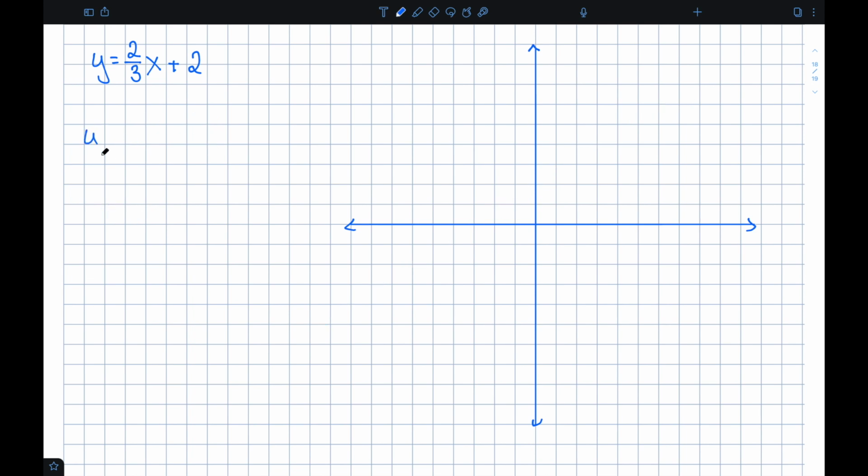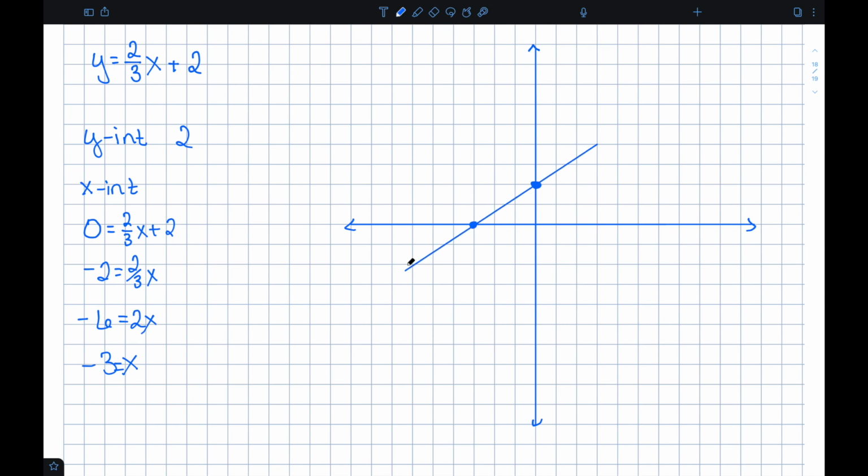My final method looks at the intercepts. We know the y-intercept is 2, so this is where it crosses the y-axis. The x-intercept happens when y is equal to 0, so 0 equal to 2/3 x plus 2. I can subtract 2 from both sides, multiply by 3, and divide by 2 to get -3 is equal to x. So that tells me my x-intercept is -3. And then I can once again draw a line to connect the dots. And I have the same line I had with the other 2 methods.